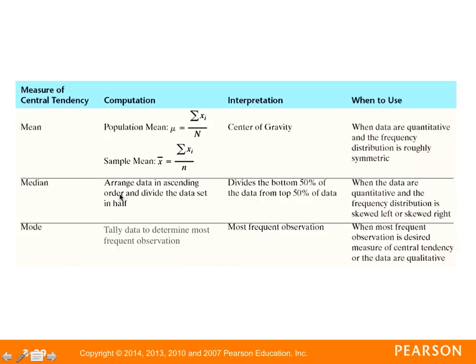Now the median, in order to compute it, you arrange your data in ascending order and divide the data set in half. So we find the observation that gives you the lowest half and the highest half. This divides your data into a bottom 50% and a top 50%. When the data is quantitative and the frequency distribution is skewed either left or right, that's when we want to use our median. Now mode, you just tally all of the observations, and it's the most frequent, okay? And when the most frequent observation is desired, then the mode would be your measure of central tendency. It's not used particularly often, but it is useful when the data is qualitative.